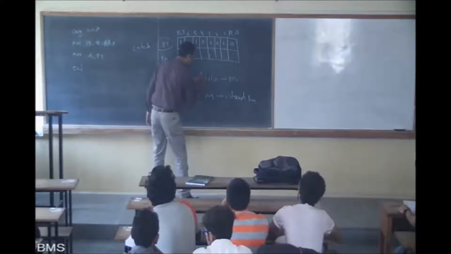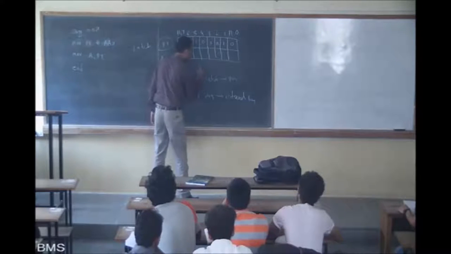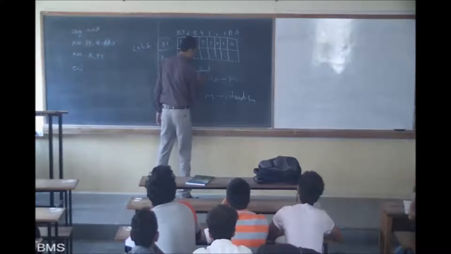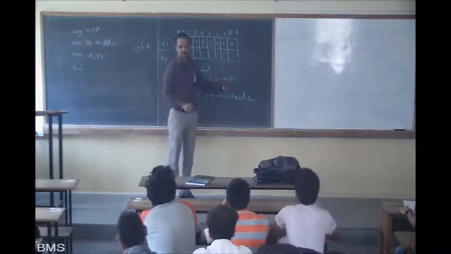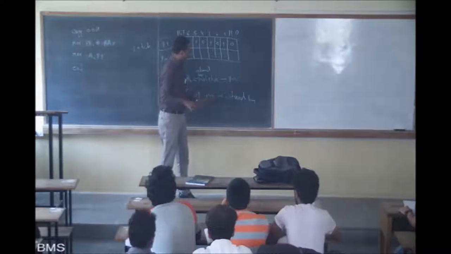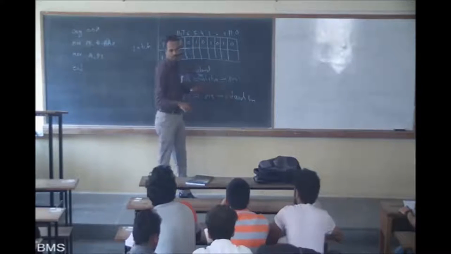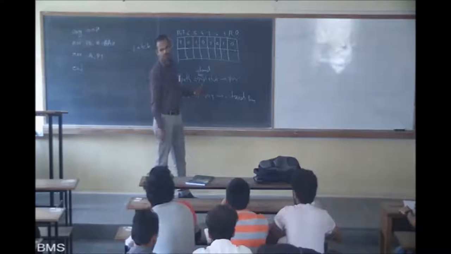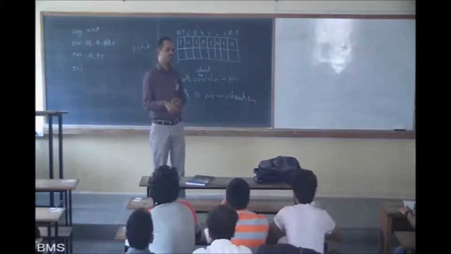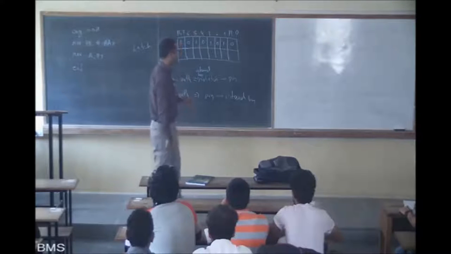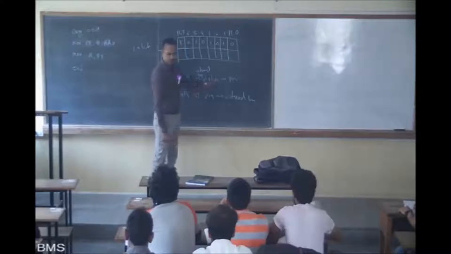Here also internal bus is there. Internal bus to latch, latch to pin. This is the output path. The input path is pin to internal bus. It will not go through latch, because the latch we use for setting the register. This you understood? Is it clear?